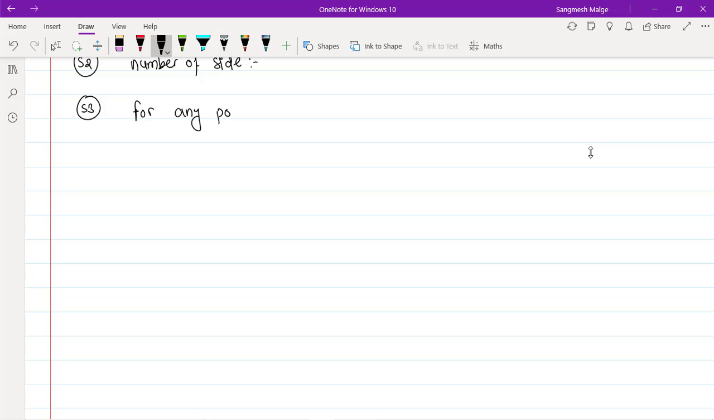For any polygon, the sum of exterior angles, we have already solved this question, the sum of exterior angles is always equal to how much? Yes, 360 degrees, or 2 pi radian.